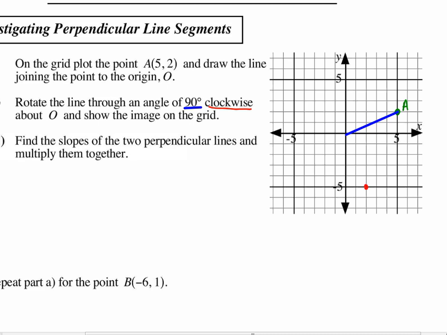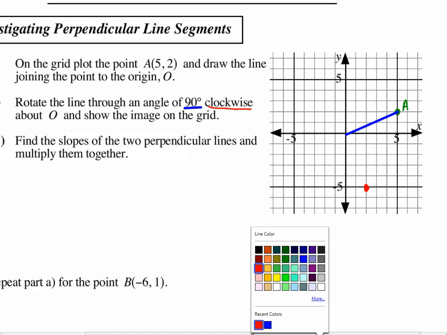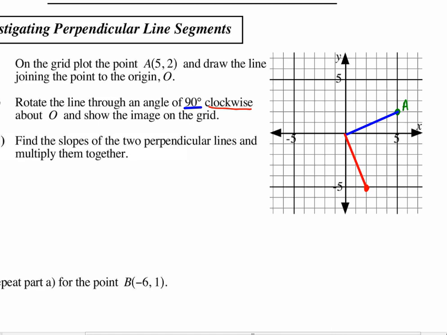2 and negative 5. Would you all agree with that? So let's look at that. If I draw 2 and negative 5 and draw a line, let's make it red. Okay, does that look like a 90-degree angle? Yeah. So that's the point. So this was 5 and 2.